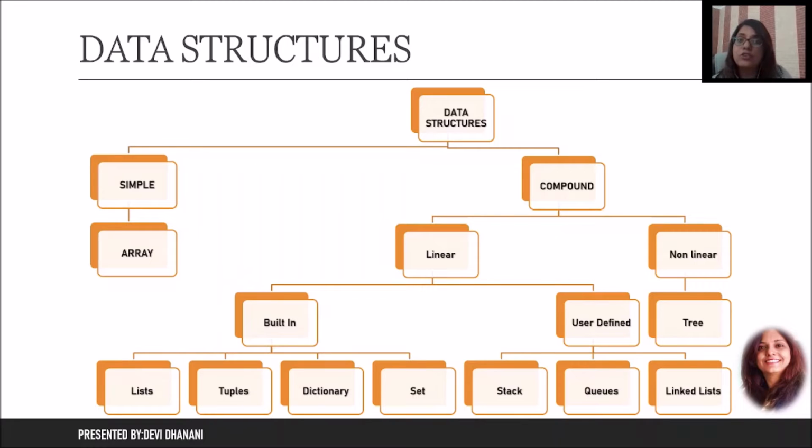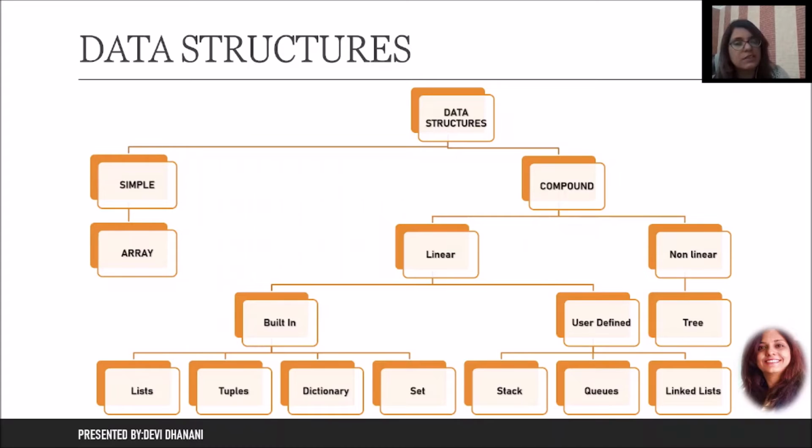Now we have two different types of data structures. One is the simple data structure. Another one is the compound data structure. Now what is a simple data structure? An example of a simple data structure is an array. An array consists of elements of similar type.